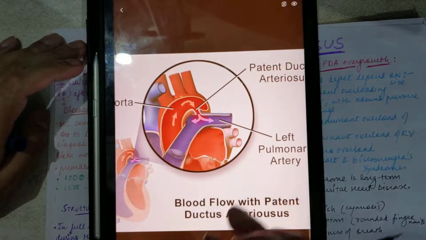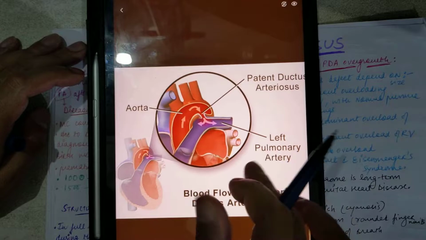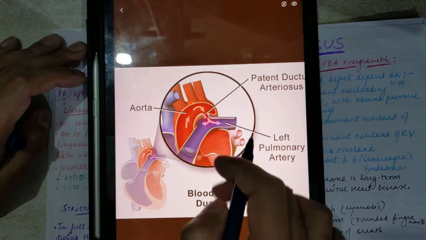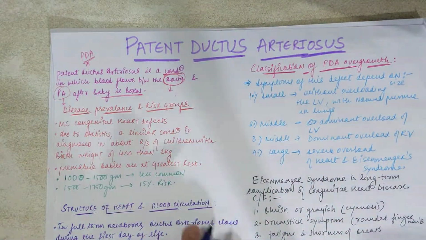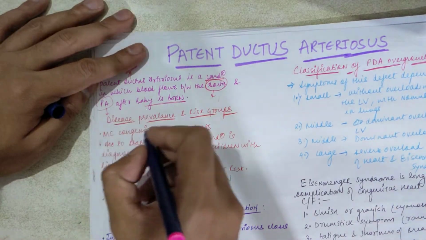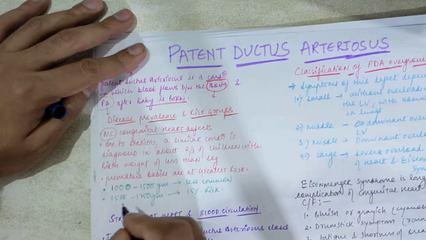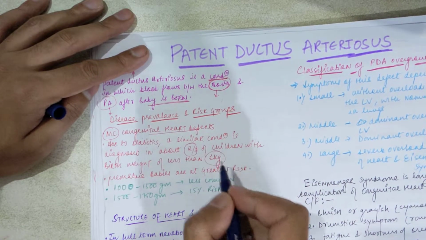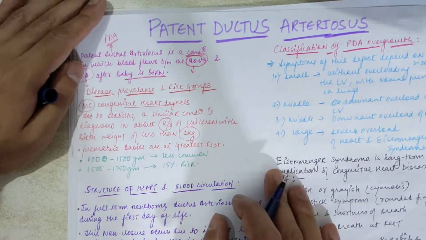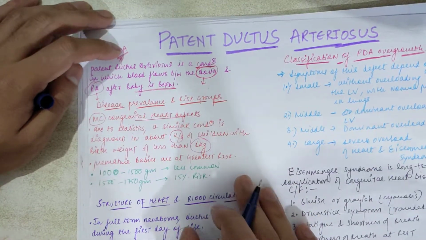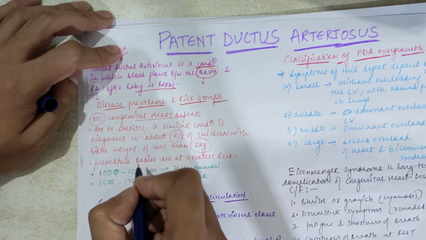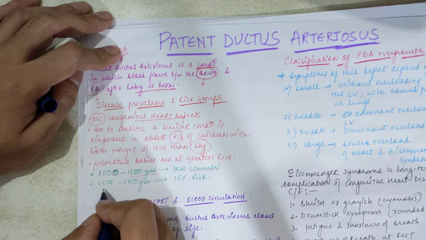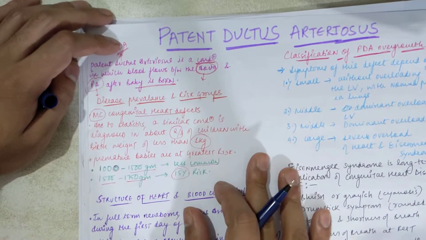You can also see blood flow going into the left pulmonary artery here. This is the aorta and this is the patent ductus arteriosus. Now, in which groups is the disease prevalent? It is the most common congenital heart defect. About 2/3 of children with a birth weight of less than 1000 grams, or 1 kg, are prone to this type of pathology. Premature babies are at higher risk, babies in the range of 1000 to 1500 grams are less commonly affected, and 1500 to 2500 grams are at 15% risk.